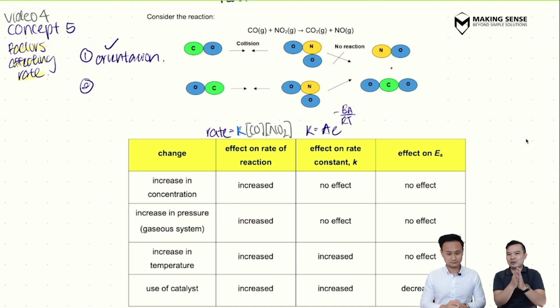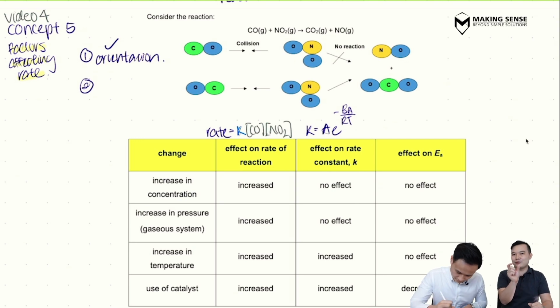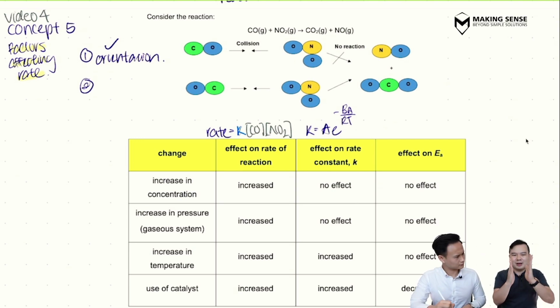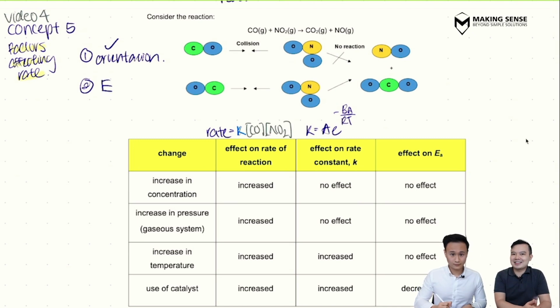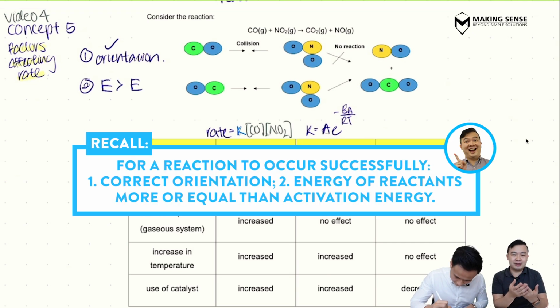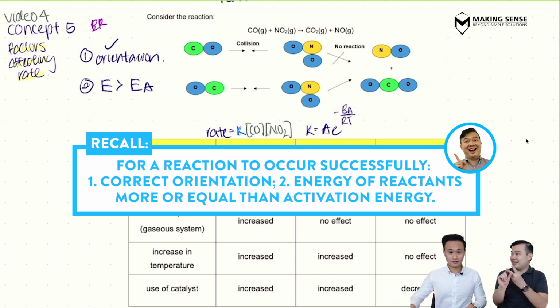Now the second thing that's important is when you push them together, you need to apply a certain amount of force. You need to apply a certain amount of energy before they can really stick together. So what is that kind of energy in the chemistry context? Well, activation energy. That's right. So in general, for a collision to be effective, you need two things. You need to have a correct orientation. You also need to have enough energy.